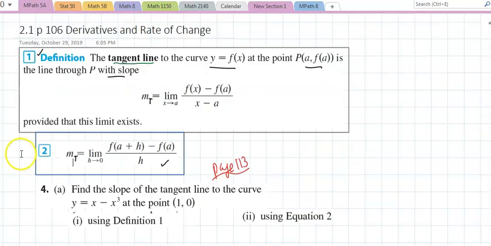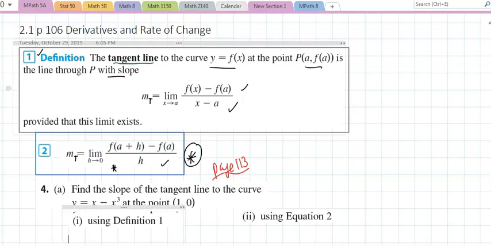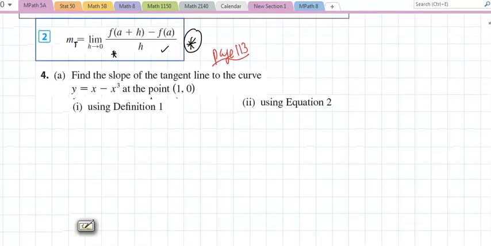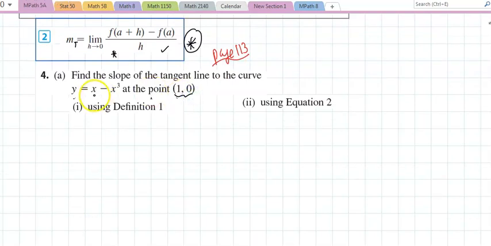So, two definitions. Now, this is the key. We're going to use this more than this, way more than that. But for now, we want to practice what they say in the book, and this has its own benefits, but this works on anything. This has a couple of exceptions. So on page 113, if I look at problem number 4, it says, find the slope of the tangent to the curve. Use equation 1, use equation 2. Here's a point, and here's the definition.